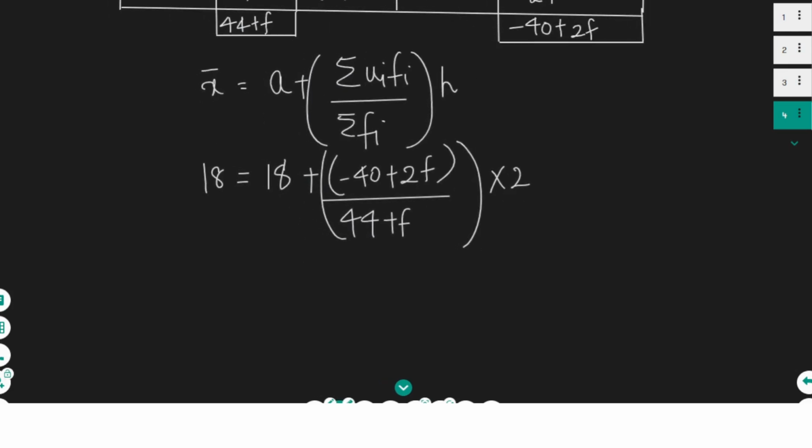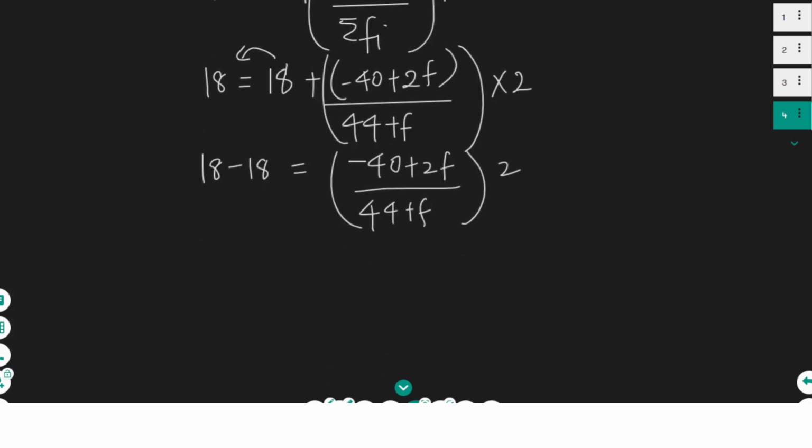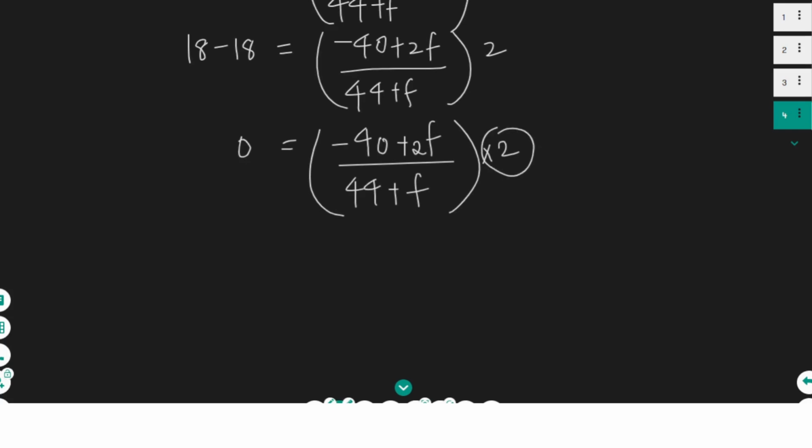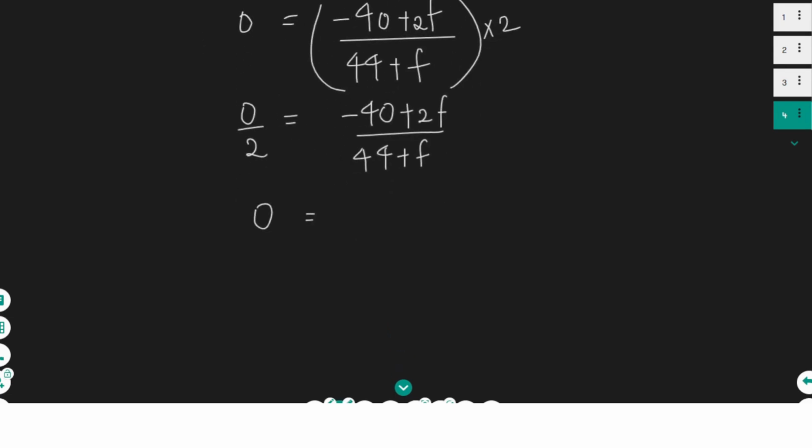Simplifying this, the first step is to take this 18 here. You get 18 minus 18 equals negative 40 plus 2f divided by 44 plus f, the whole thing multiplied by 2. So 18 minus 18 will give you 0. 0 equals negative 40 plus 2f divided by 44 plus f, and this whole thing multiplied by 2. Now if I take this 2 to this side, this becomes division. So I get 0 divided by 2, which is again 0. So it will be negative 40 plus 2f by 44 plus f. Simplifying this further, we get 0 equals negative 40 plus 2f by 44 plus f. Now I'll just send this entire thing to this side.